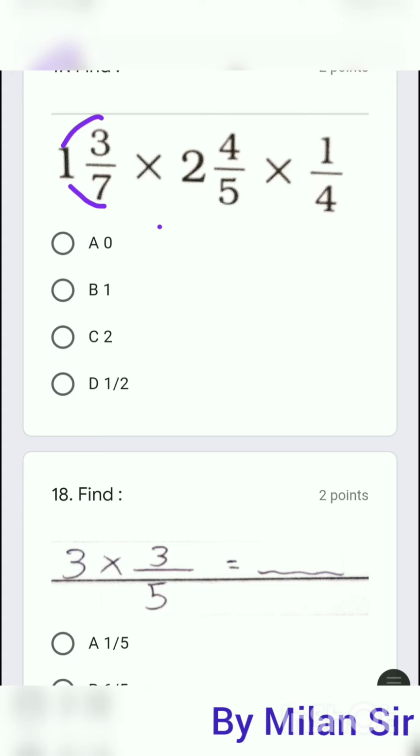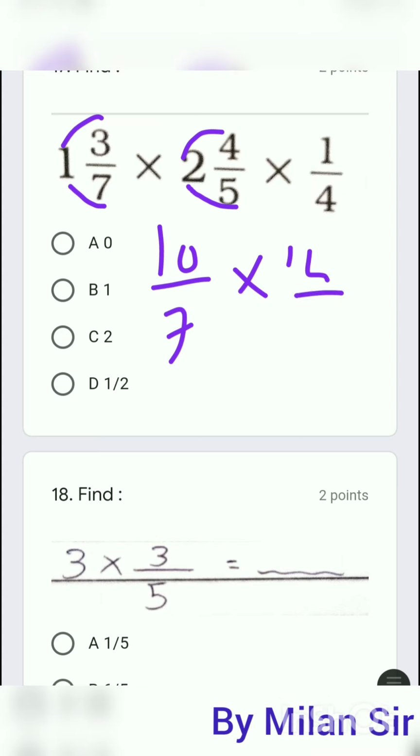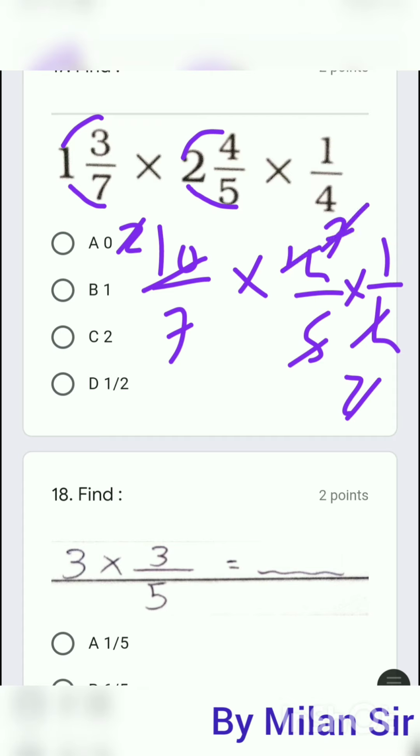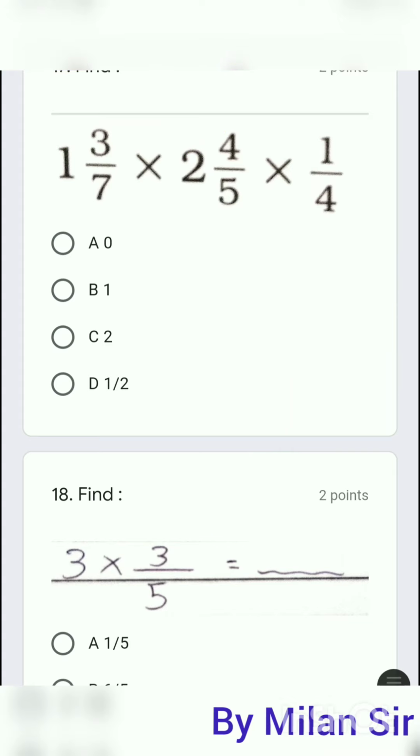7 ones are 7 plus 3, 10 by 7. 5 twos are 10 plus 4, 14 by 5, 1 by 4. 5 twos are 10, 2 twos are 4, 2 sevens are 14, 7 7s cut. The answer is 1. Nothing is remaining in multiplication, so we can write answer 1. In addition and subtraction, nothing is remaining, so answer 0. In multiplication and division, nothing is remaining, so answer 1. Okay, so here our answer is 1.